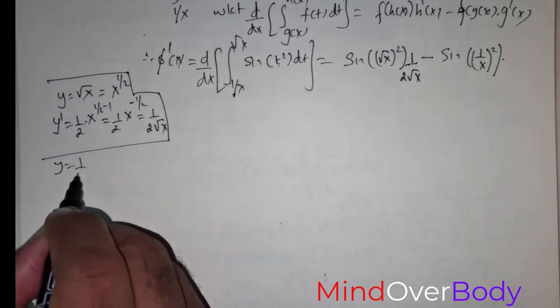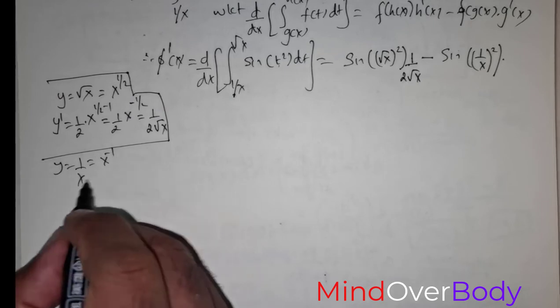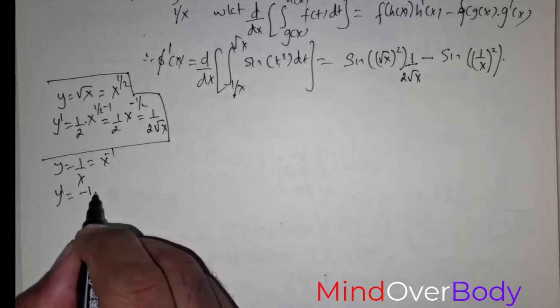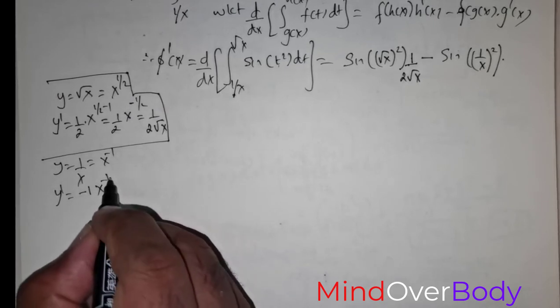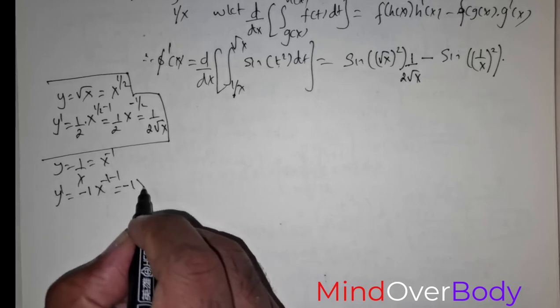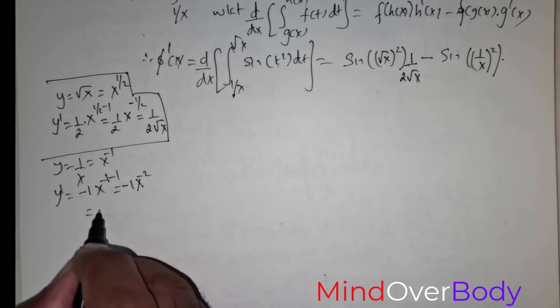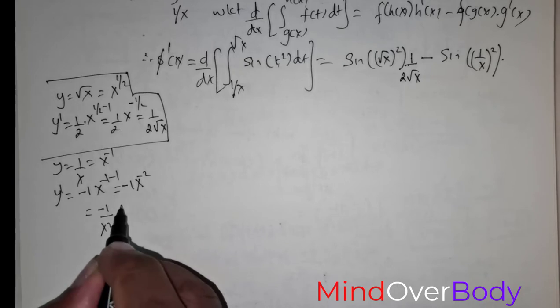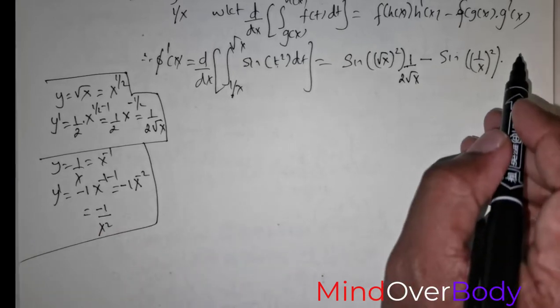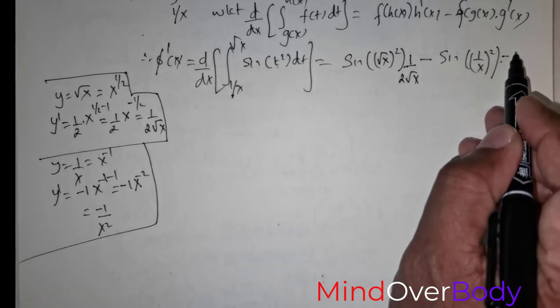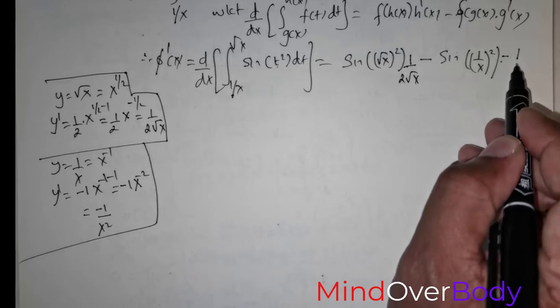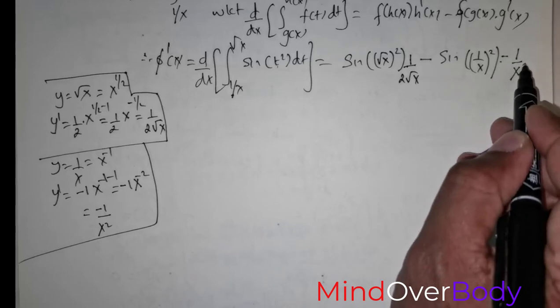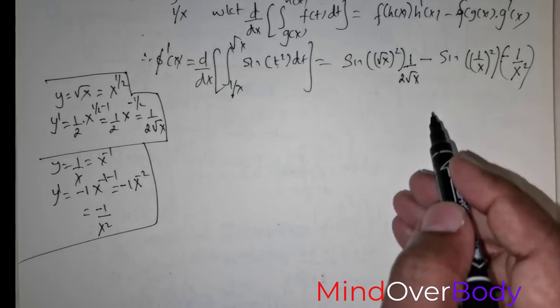If y is equal to 1 over x, this is nothing but x raised to the power of negative 1. Therefore y dash is negative 1 times x raised to the power of negative 2, which is negative 1 over x squared. So this is going to be negative 1 over x squared. So this is what I've got.